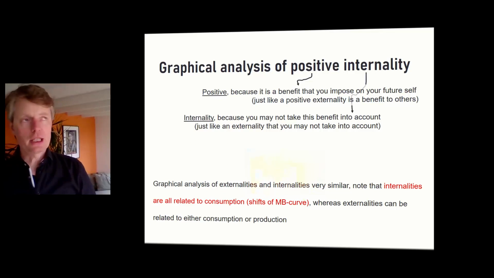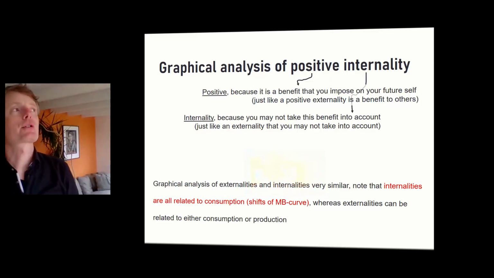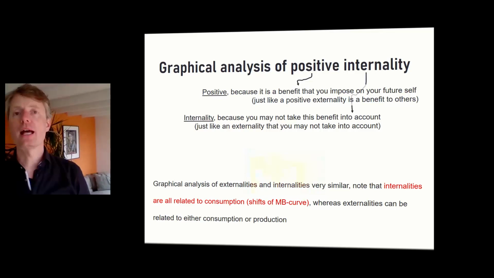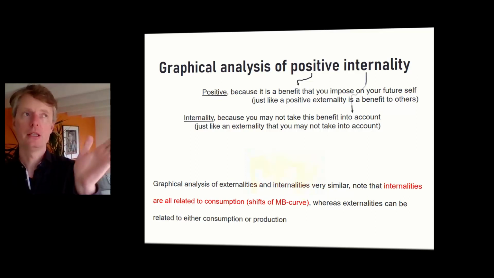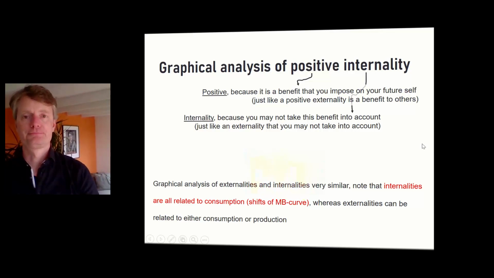So as you will see, the analysis is largely similar to the analysis of actionalities. Do note though that internalities always relate to consumption. So we'll be playing around with the marginal benefits curve, whereas actionalities can relate to both consumption and production. So for actionalities, we could be playing around with both the marginal benefits curve and the marginal cost curve.